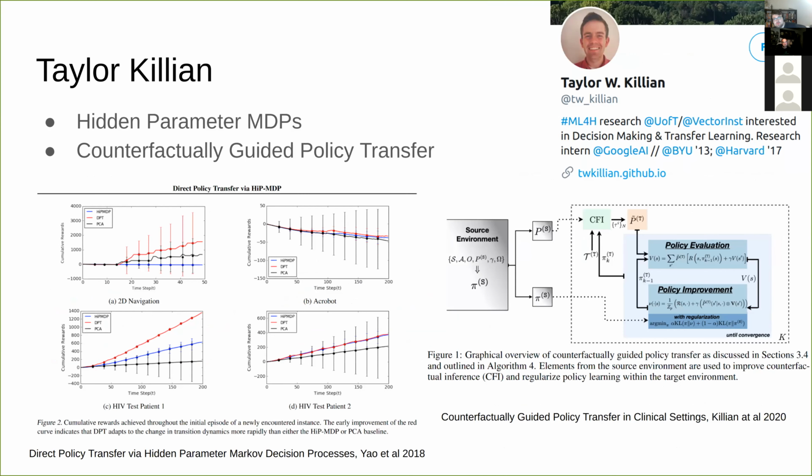Taylor Killian was one of my last guests. He studies machine learning for health, and he talked about a couple of his papers, including hidden parameter MDPs and direct policy transfer for hidden parameter Markov decision processes and counterfactually guided policy transfer in clinical settings. So this is using basically the idea of parameterizing the environment, variations in the environment on the left, and on the right, using causal models, counterfactual models to allow for policy transfer.